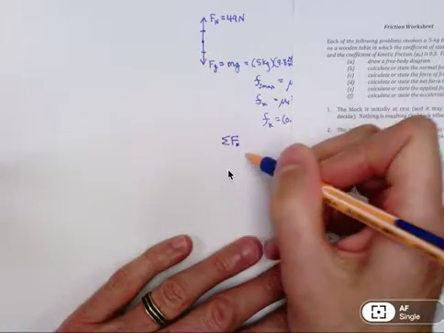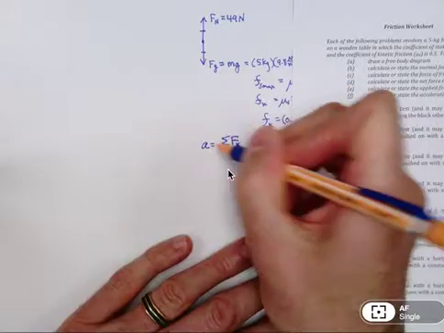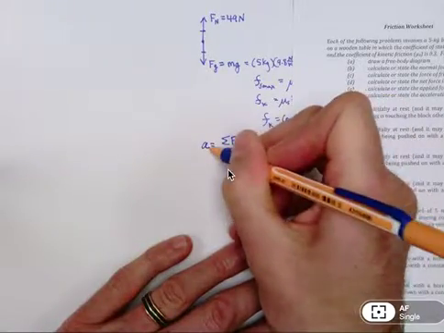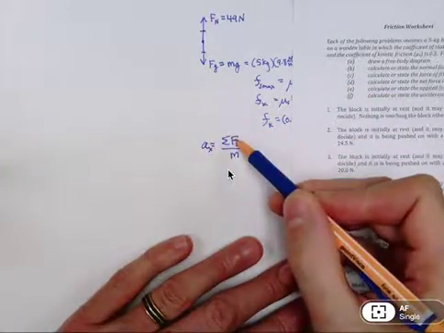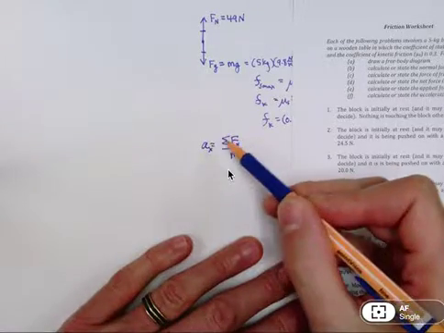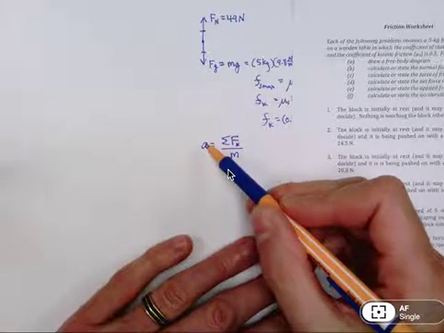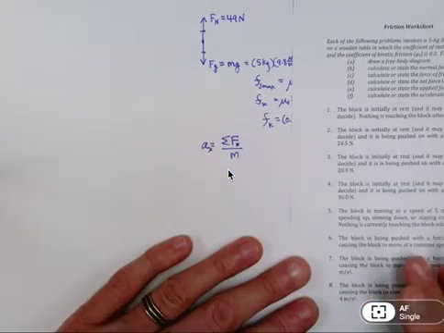The other question is, what is the acceleration? Well, acceleration is equal to net force divided by mass. Since the net force in question number 1 is 0, that means that the acceleration in question number 1 is 0. Okay, let's go to question number 2.